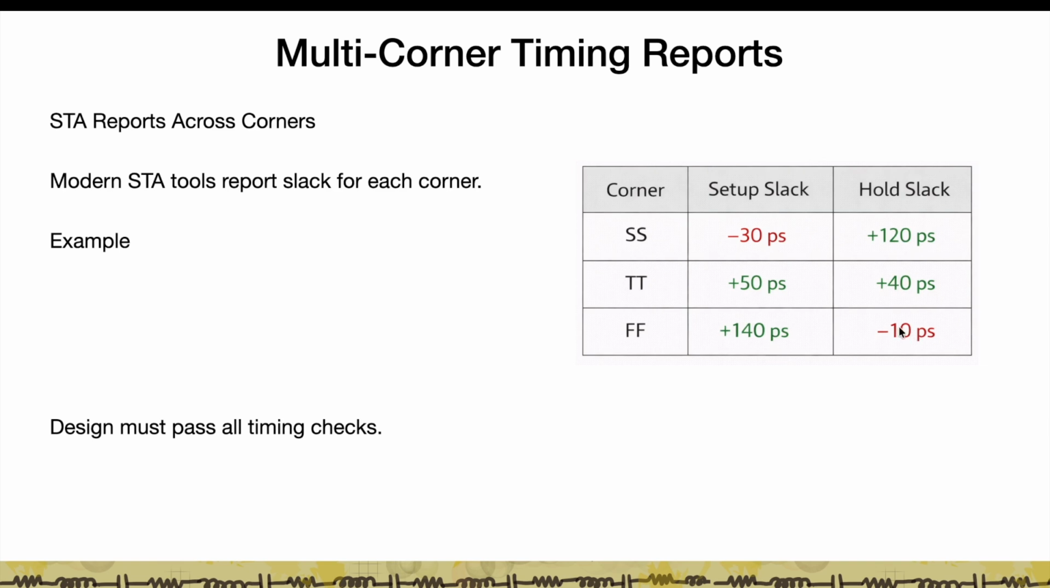Two violations at opposite corners on what looks like a clean design at a typical corner. If you only ran TT, you'd ship a broken chip. The rule is absolute. The design must pass every check at every corner. One red cell in this table means the chip doesn't tape out.